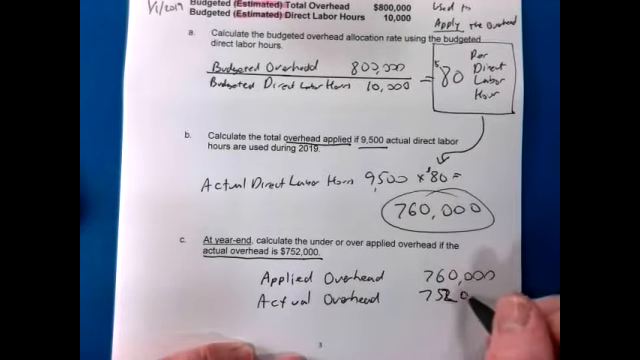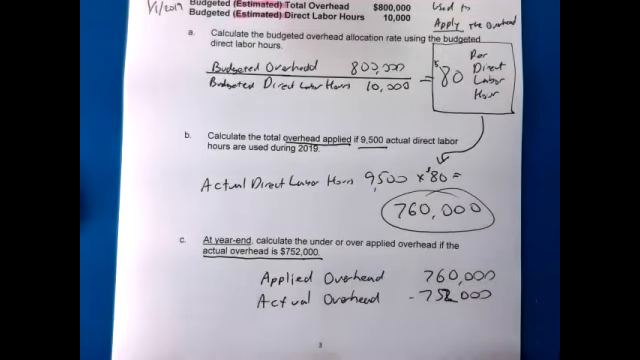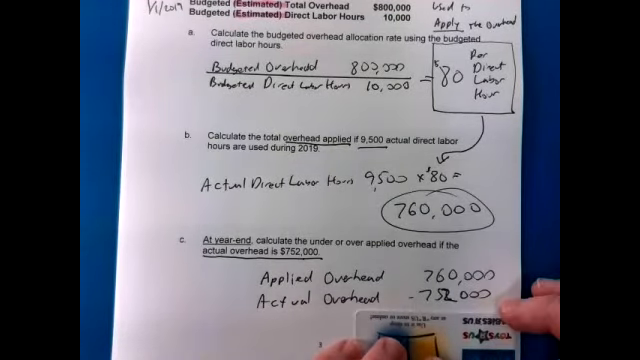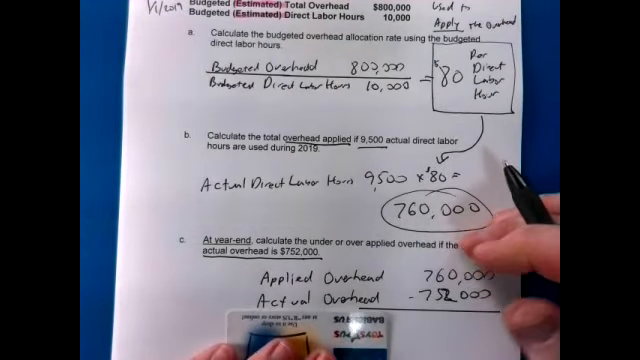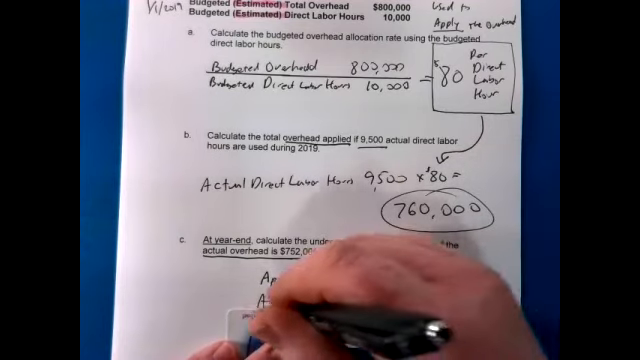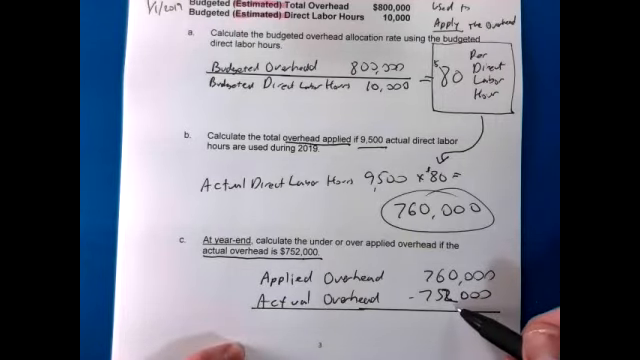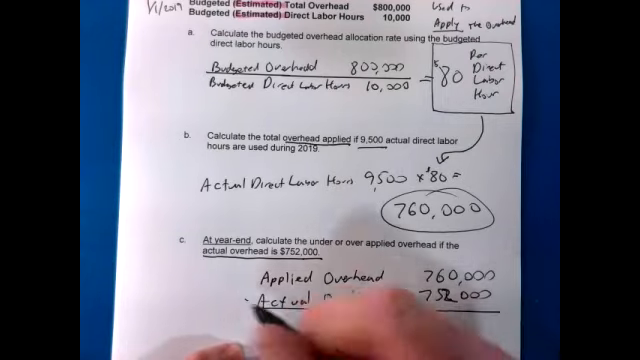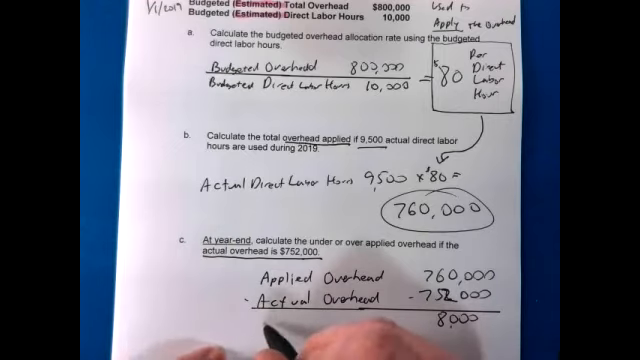752. Okay, so this would be, find my ruler or something. All right, so they applied 760. The actual was only 752, so the difference, we're just subtracting those. There's 8,000, and this is a positive, so this is over applied.